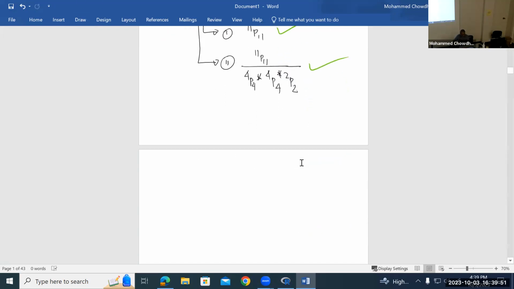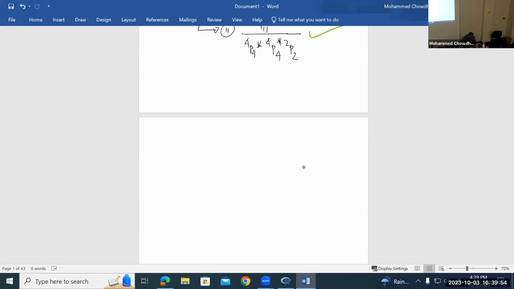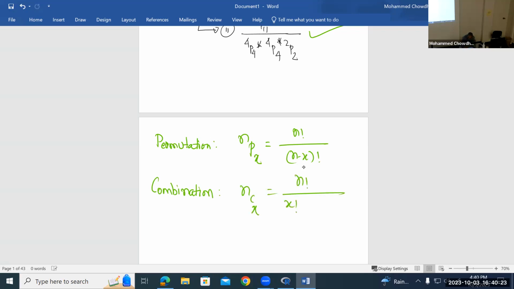Now, what are the general rules of permutation and combination? This is the general rule of permutation: nPx equals factorial n over factorial (n minus x). This is the general rule of combination: nCx, written as factorial n over factorial x times factorial (n minus x). What is the product rule? It is just multiplication: n1 times n2 times up to nk, if there are k categories.